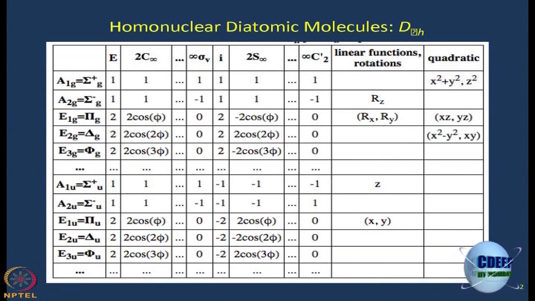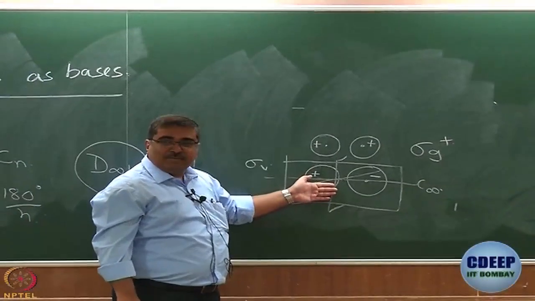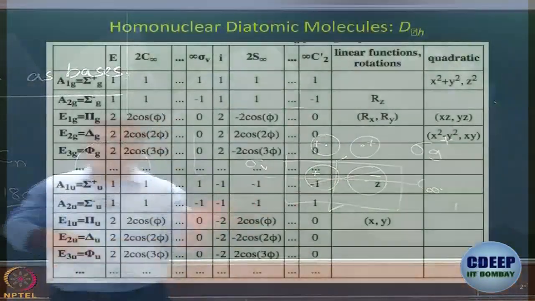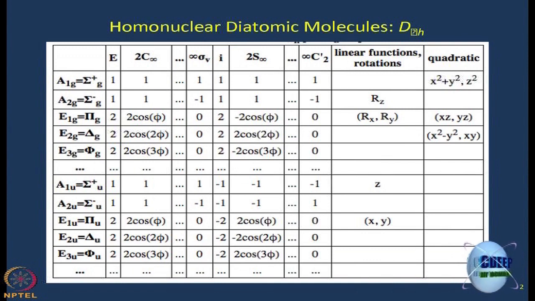Sigma V is +1, not -1. Did I say -1? I made a mistake. Do not forget what sigma V is. Actually, we discussed it correctly, but then in the heat of the moment I changed the sign. This is sigma V, right, plane of the board. So, as you agreed, for sigma V the character is +1, not -1. So, character of E is 1, character of C infinity is 1, sigma V is 1, I -1, S infinity -1, C2 dash is -1, okay.